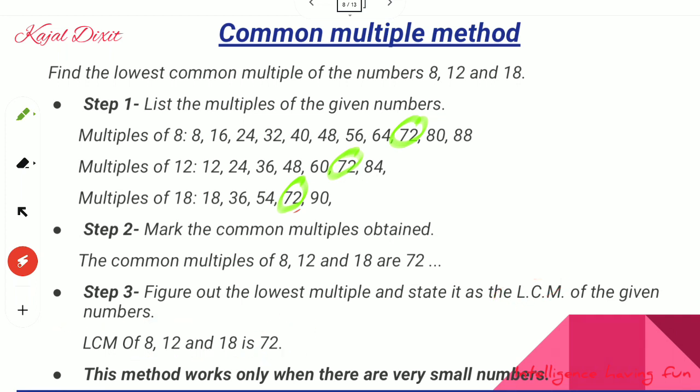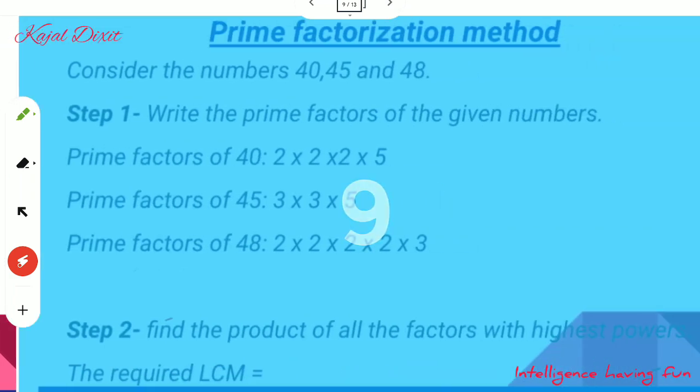But remember, this method works only for very small numbers, because if you go on writing the multiples of larger numbers, it will be very lengthy to solve, because you will have to write many multiples to figure out the common multiples in that situation. So it is preferable to use this method for small numbers only. Right. Now, the second method is what?